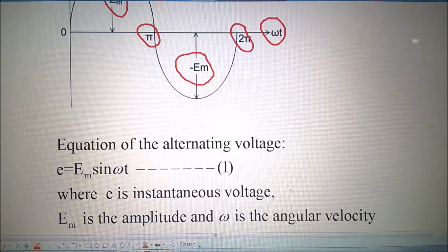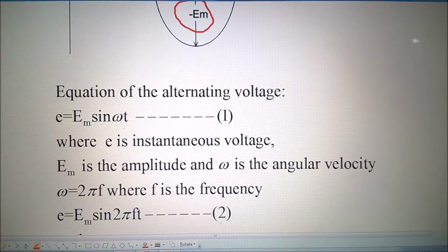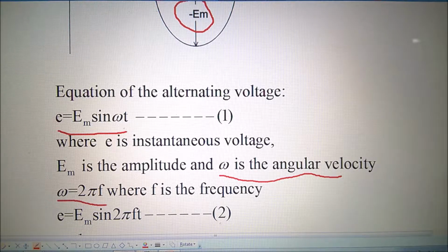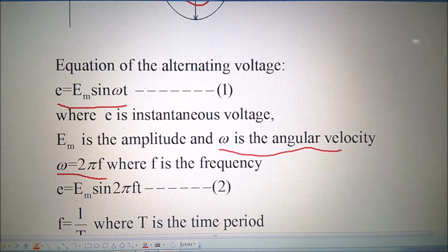Now, these waveforms can be expressed by these equations, because I already told you I am considering the sinusoidal waveforms. Here e is the instantaneous voltage and Em is the maximum voltage. It is also called amplitude, and omega is the angular velocity, and omega can be expressed as 2 pi f, where f is the frequency. Therefore, equation number 1 can be written by this equation also.